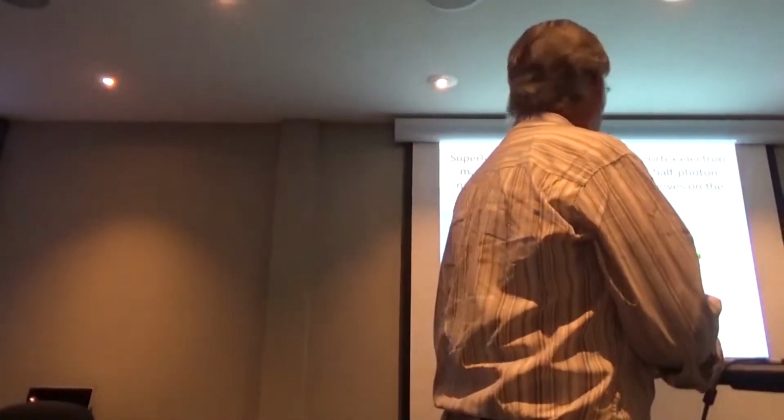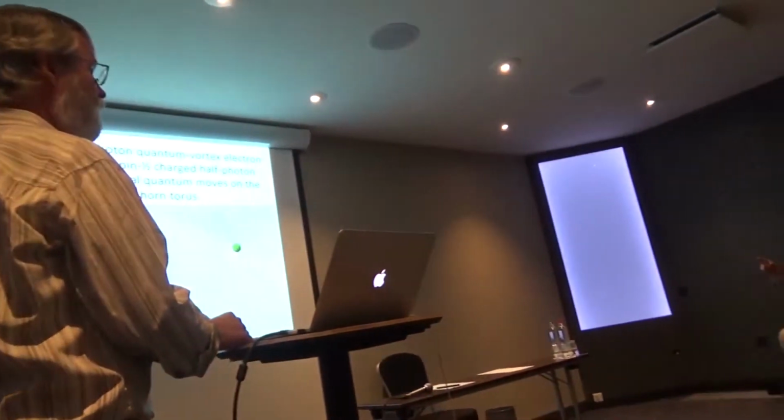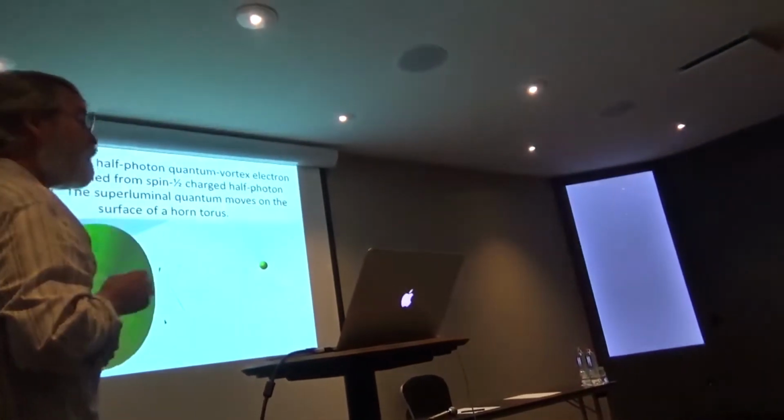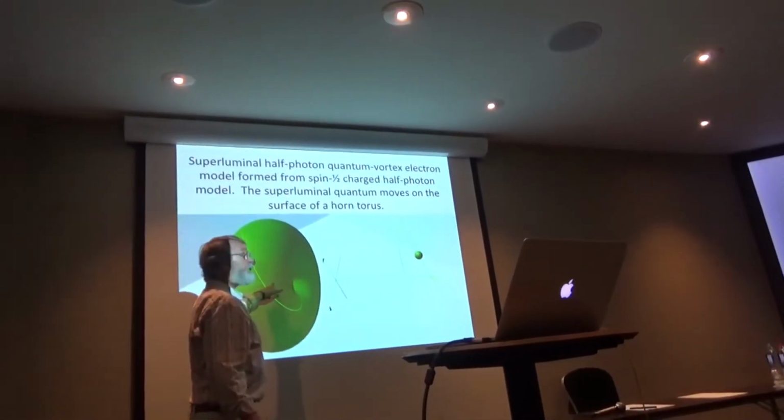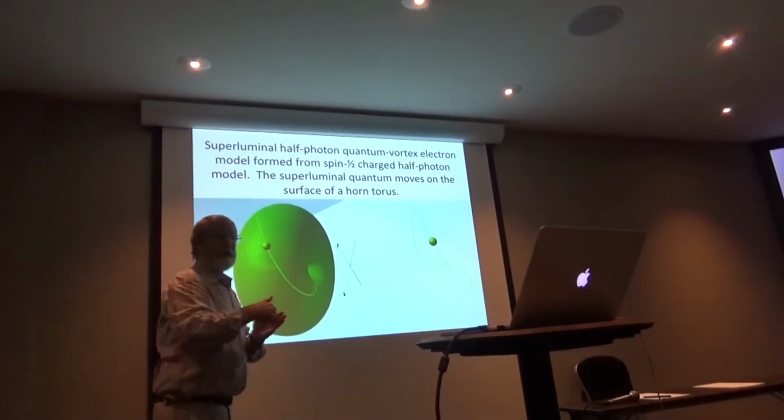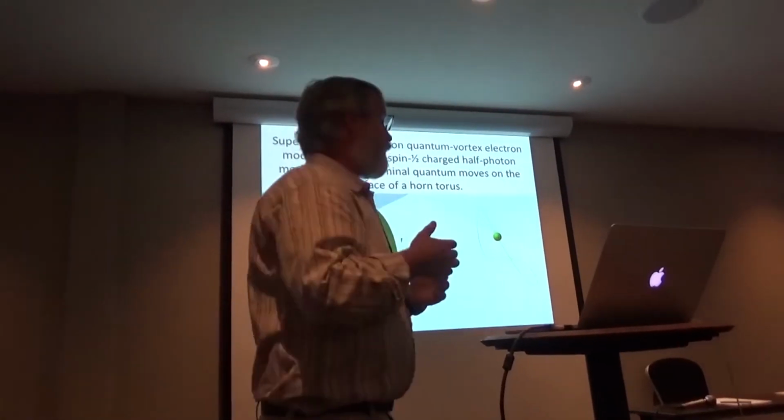Just to be clear, a horn torus has a completely closed center. You can't see through a horn torus. The two sides of the donut are exactly touching at a single point. And that's the horn torus, so it's considered the simplest torus.